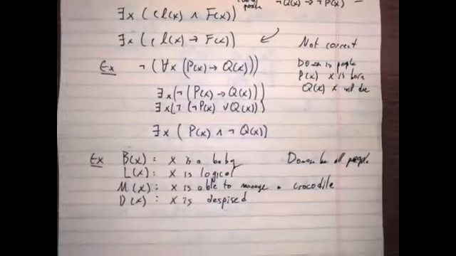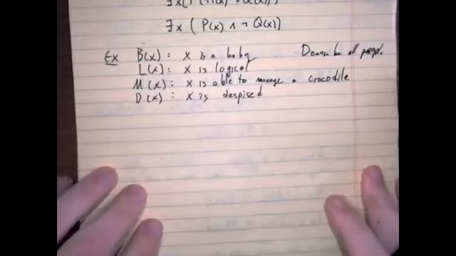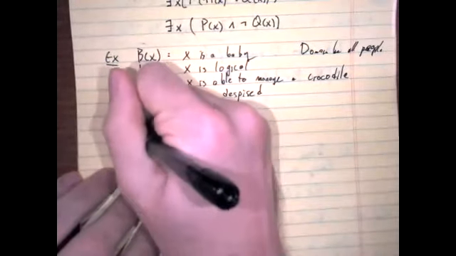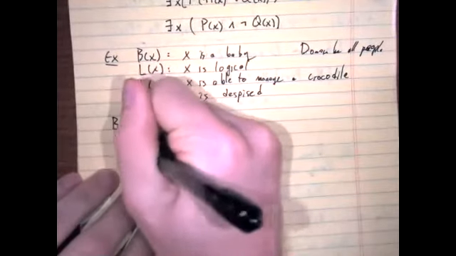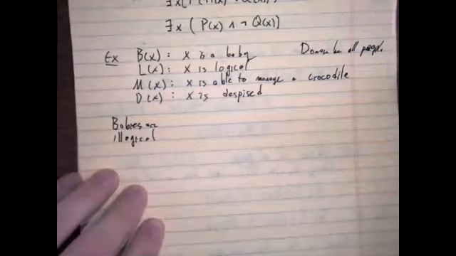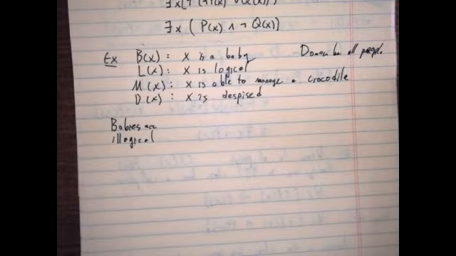So what I would like for us to do is work out an example. As a first proposition, we should write babies are illogical. How would I write babies are illogical?